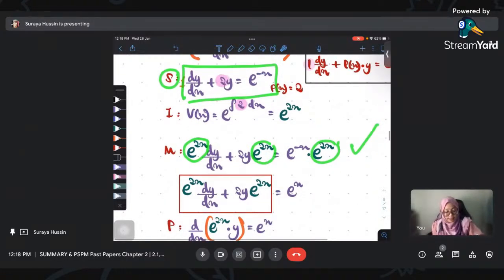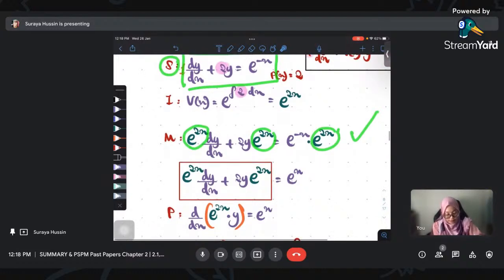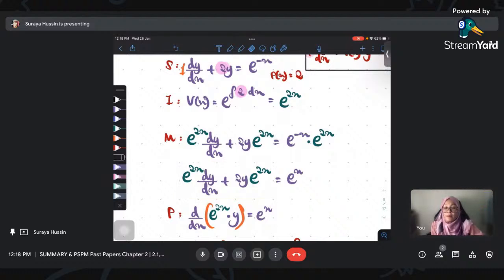And then dekat sini salin balik. Saya memang buat kotak ni, tapi jangan faham, jangan keliru. Nanti saya terangkan kenapa saya buat kotak. So saya just salin balik. What I did here, I just copy back. Kenapa saya copy back? Because I just want to solve this one. Okay, I solved it and I will get e^x. Okay, selesaikan di belah kanan, I will get the answer. Sebab itulah salin balik lah kan. Bawa aja turun, saya memang salin balik.